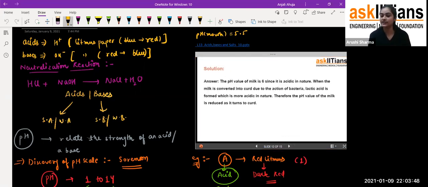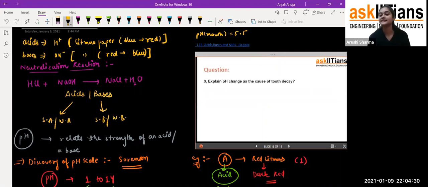Since it is acidic in nature, when the milk is converted into curd, due to the action of bacteria, lactic acid is formed, which is more acidic in nature. It is more acidic, that's why the pH decreases, and which turns the milk into curd, and that's the reason students, curd feels somewhat sour in taste, whereas milk doesn't taste sour. It is neutral or has some different kind of taste because the pH is not that low for an acid. Got my point? The pH is 6, so you can imagine that it would be a very weak acid in nature. Okay.